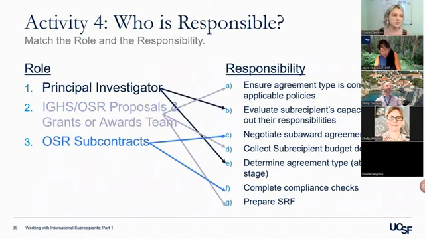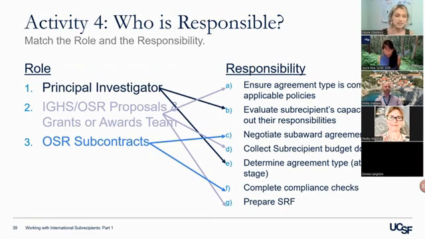I drew my line. We've got our principal investigator, and of the responsibilities listed, they would be responsible for evaluating the subrecipient's capacity to carry out their responsibilities. They're identifying the subrecipient. That really is something that they're in a unique position to do because they're deciding who they're going to be working with. And then they are also going to be determining the agreement type at the proposal stage. The IGHS or OSR proposals grants awards team would be responsible for ensuring the agreement type is compliant with the applicable policies, collecting the subrecipient budget documents, and preparing the SRF.